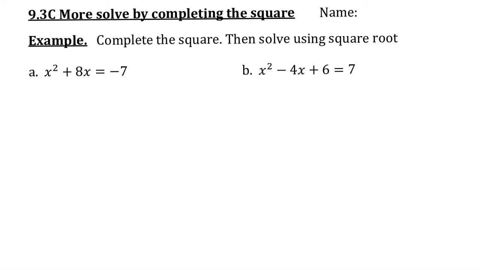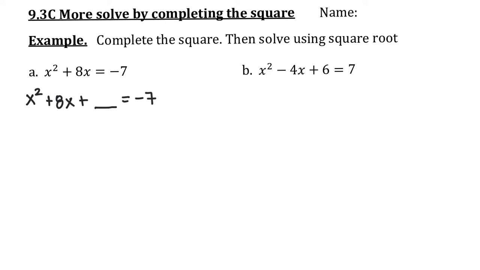In 9.3c, we're going to continue completing the square, but some of these will just have a little bit more to them for simplification and things like that. So remember, completing the square is when we figure out what we add to this expression so it becomes something we can factor into a binomial square. So I'm going to bring down the x squared plus 8x plus, and I'm going to put a little blank here to remind me that I'm about to complete this square.